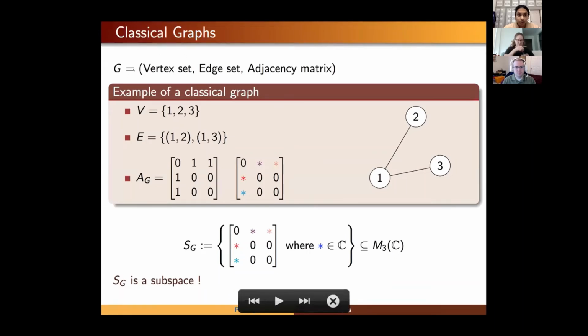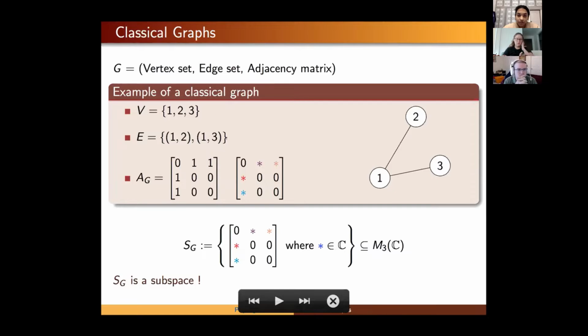I first want to recall how it's like. So a classical graph has vertices and edges, and this structure can be expressed using an adjacency matrix. So here is an example of a simple graph on 3 vertices. I denote the vertex set by 1, 2, 3, and the edges by these tuples, (1,2), (1,3). I'm going to assume that my graph is undirected. So (1,2) and (2,1) mean the same thing here.